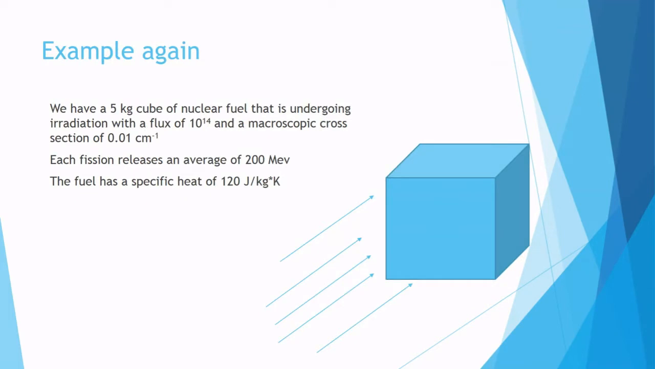So now we will look at the same example question, but this time with the information we need. We have a 5 kilogram cube of nuclear fuel that is undergoing irradiation with a flux of 10 to the 14 and a macroscopic cross-section of 0.01 centimeters to the power of -1. Each fission releases an average of 200 megaelectron volts, and the fuel has a specific heat of 120 joules per kilogram Kelvin.